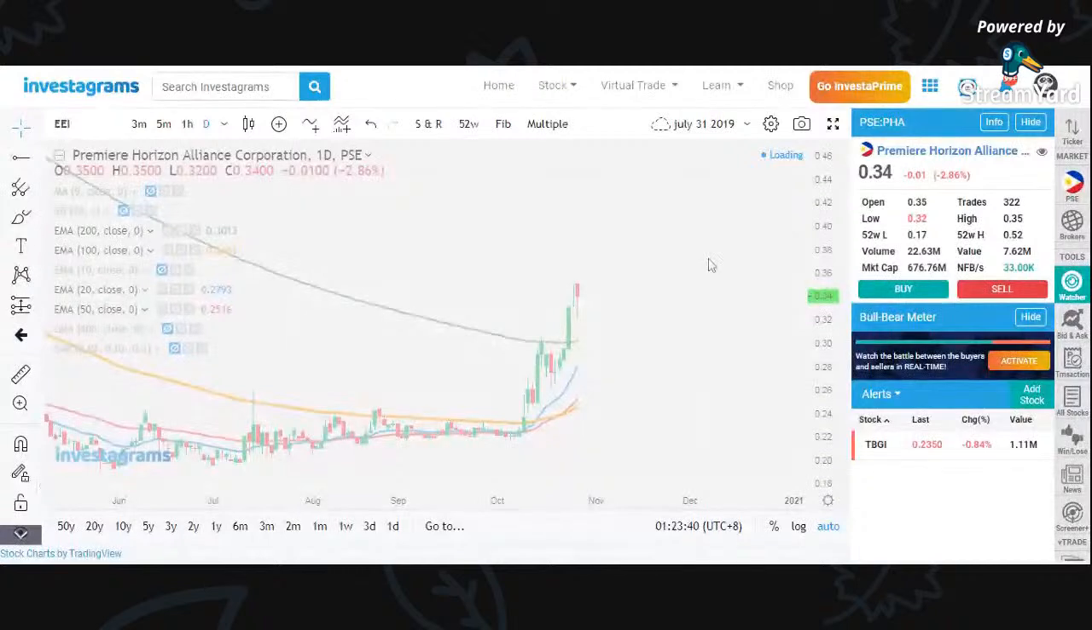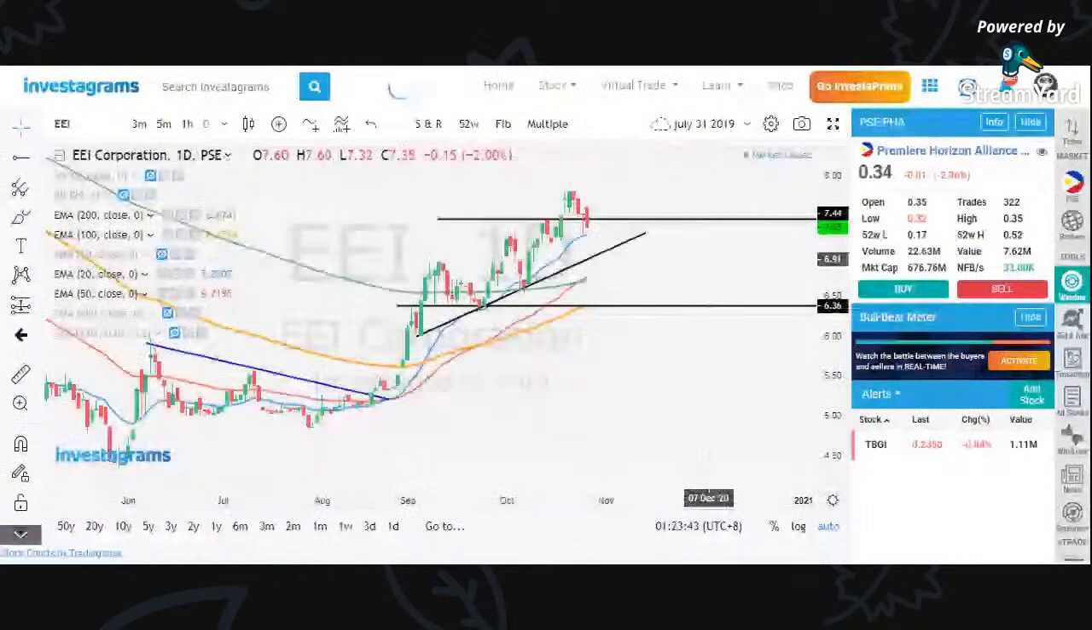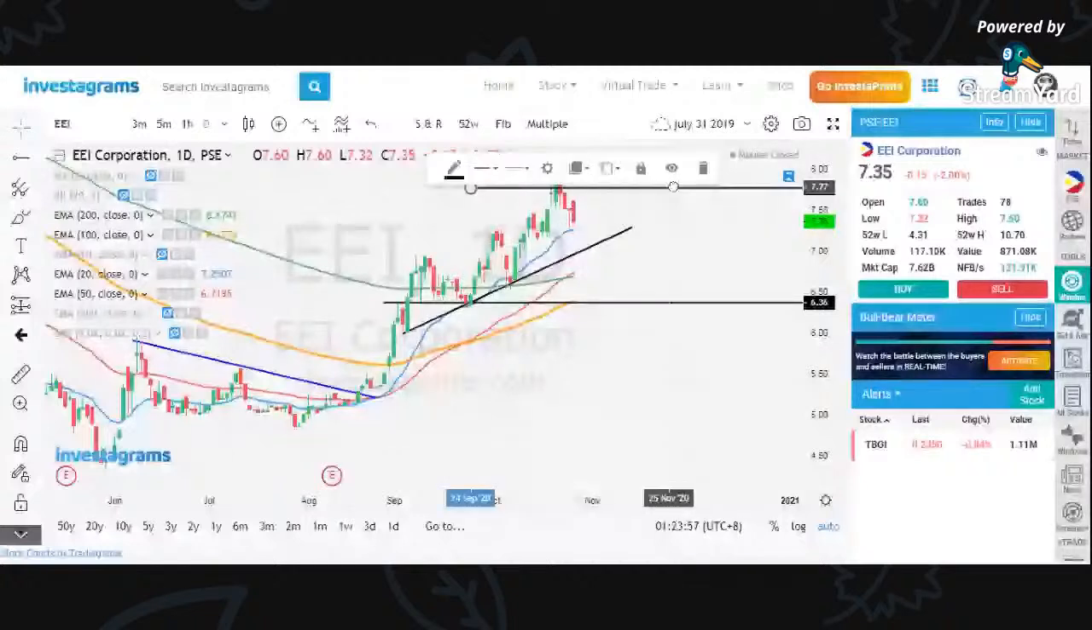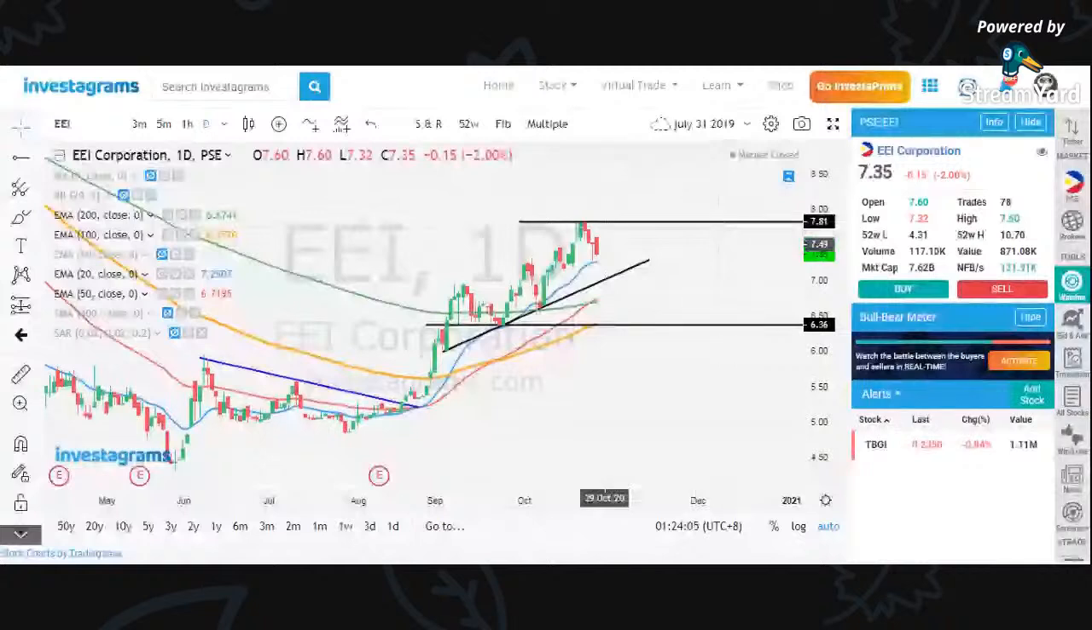So si EI ay na-break na itong resistance dito ngayon, bumalik na sa baba. So we will transfer this line above. Okay. So now what we'll do for EI, we need to wait if EI ay bumalik dito sa may incline support. Itong area na ito. So we need to monitor EI kung bumalik siya dito.